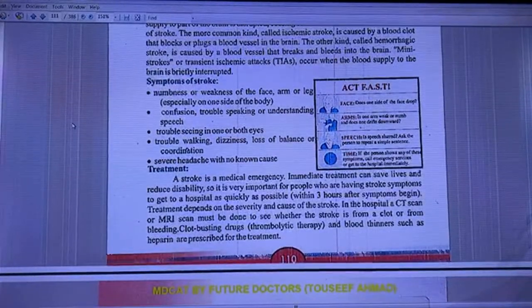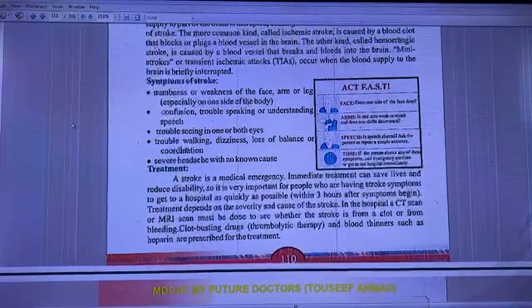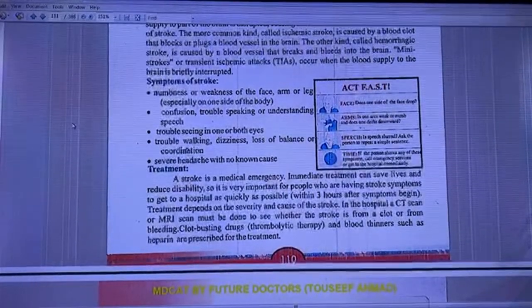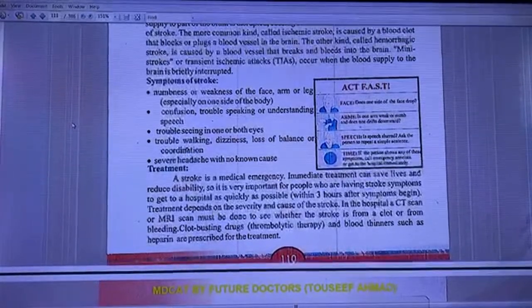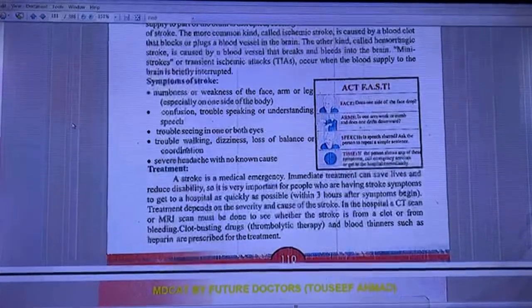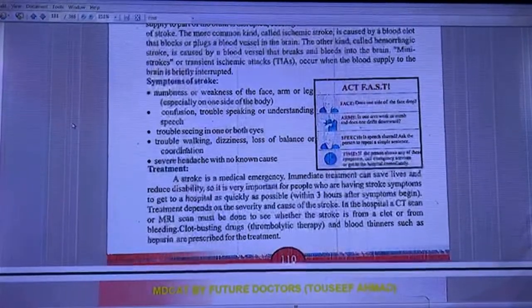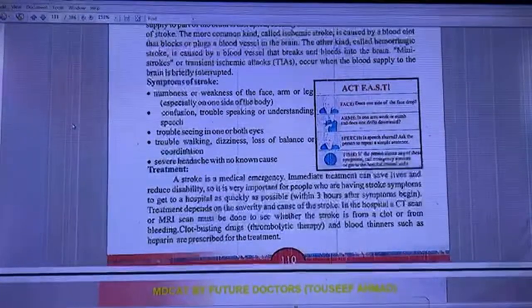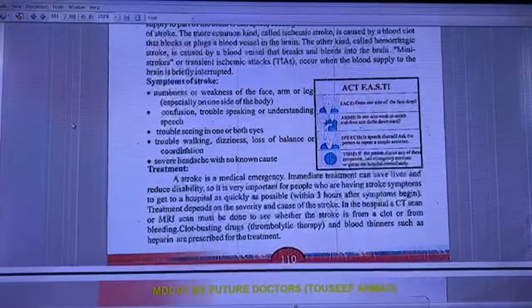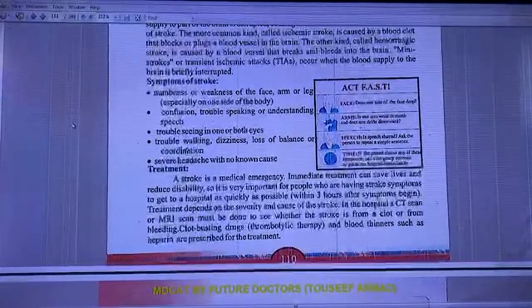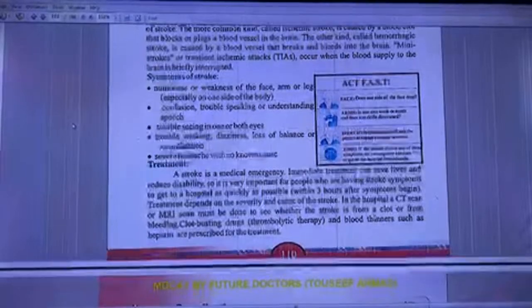Treatment. A stroke is a medical emergency. Immediate treatment can save lives and reduce disability. So it is very important for people who are having stroke symptoms to get to the hospital as quickly as possible, within 3 hours after symptoms begin. Treatment depends on the severity and cause of the stroke. In the hospital, a CT scan or MRI scan may be done to see whether the stroke is from a clot or from bleeding. Clot-busting drugs, thrombolytic therapy, and blood thinners such as heparin are prescribed for the treatment.